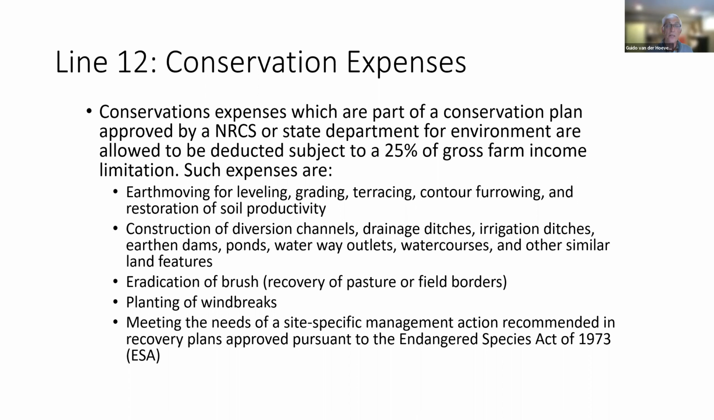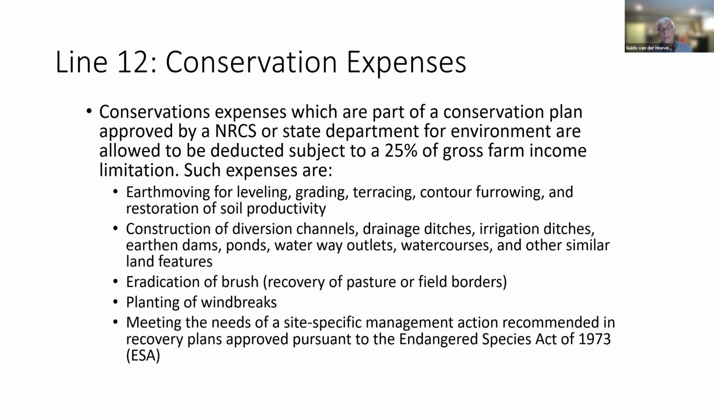This is actually where we need to look at. This is under Code Section 175 in the Internal Revenue Code. And it's very explicit as to what are going to be soil conservation expenditures that are going to be allowed and that are going to be limited for this particular purpose. You can see those, they're listed here. I just pulled it straight out of the code and cleaned it up just a little bit. Earth moving for leveling, grading, terracing, construction of diversion channels, any drainage ditches, irrigation ditches, ponds, waterway outlets, etc.